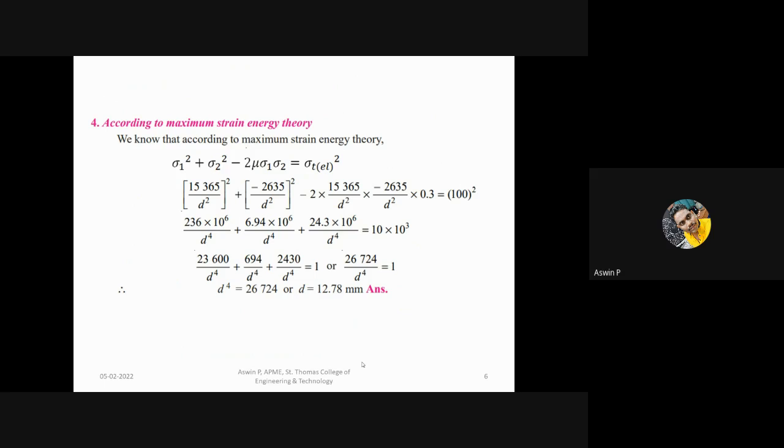That is Haigh's theory. According to Haigh's theory, we have the equation that sigma 1 square plus sigma 2 square minus 2 mu sigma 1 sigma 2 is equal to sigma yield square, or sigma yield by factor of safety whole square. In this case, we can take factor of safety as 1. In such a situation, you need to directly substitute the values of sigma 1, sigma 2, and mu in this equation, as well as sigma yield. So when you are substituting, you can directly find the value of d. So please do it.